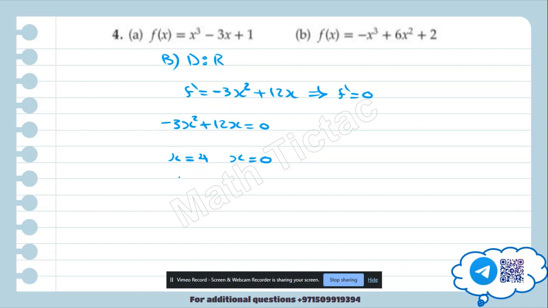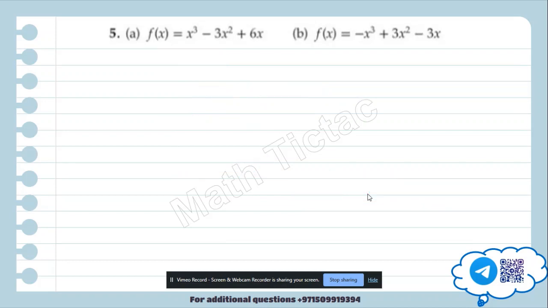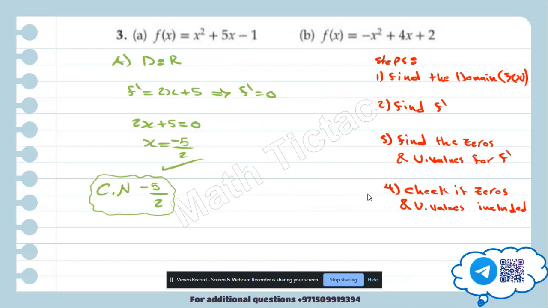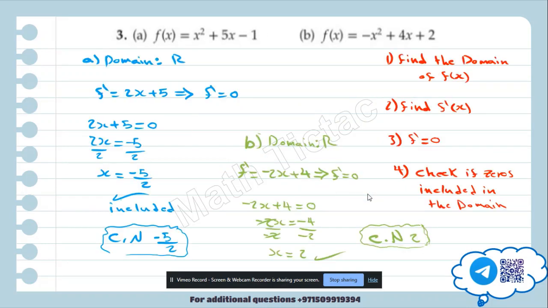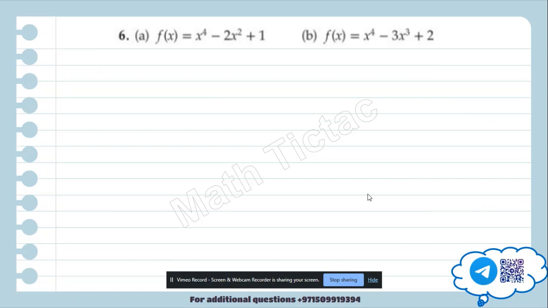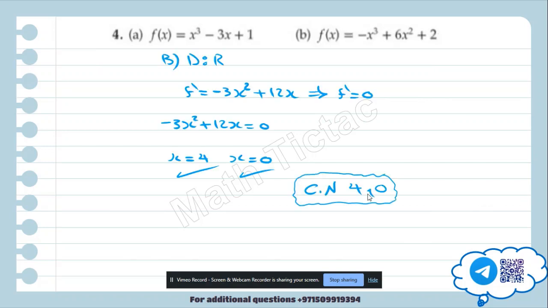In here, the fourth step, which is the last one, is to check if they are included in your domain. The 4 is included in all real numbers and the 0 as well is included, which means the critical numbers over here are 4 and 0. That's it. This is how we can solve the question if you have a polynomial. And I think all the questions from question 3 to question 6 are polynomials, so you can solve them in exactly the same method.